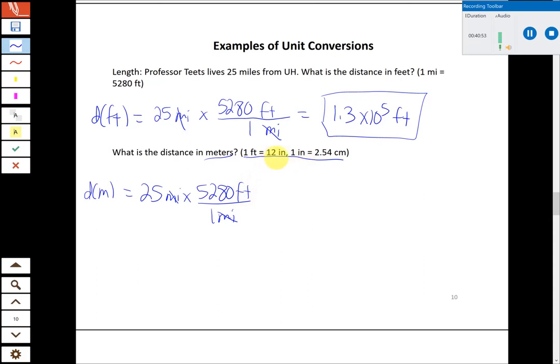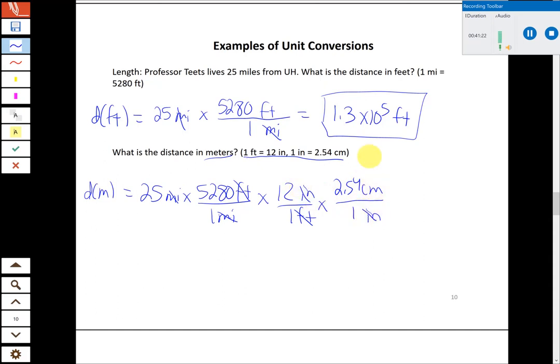We don't have a conversion factor that goes from feet to meters directly, but we have one that goes from feet to inches, which we likely already know, even though it's given here as well. So we're going to do 12 inches in 1 foot. That ensures that the unit feet cancel out, and we're in inches now. We don't have inches to meters either, but we have inches to centimeters, which we've also talked about earlier. So we're going to do inches in the denominator, centimeters in the numerator, so 2.54 centimeters in 1 inch.